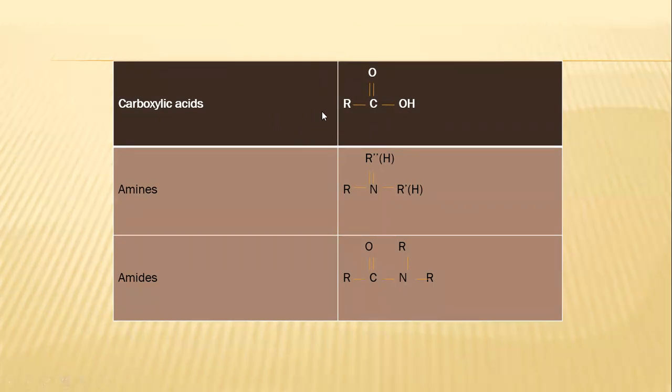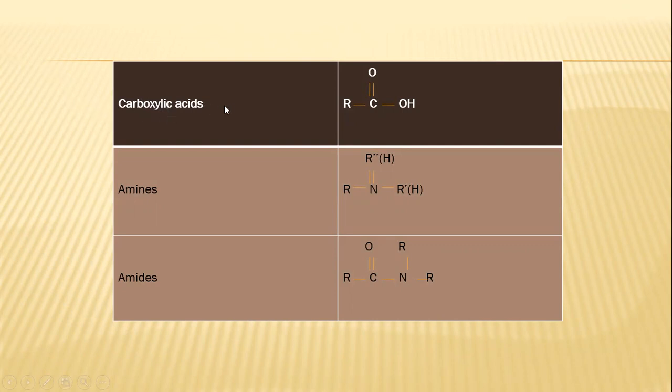For carboxylic acids, if the R group is H, then that is formic acid or methanoic acid. In place of R, if you have H, it's formic acid, or methanoic acid. At the end, you call it oic acid.